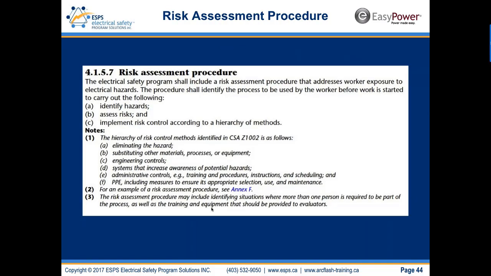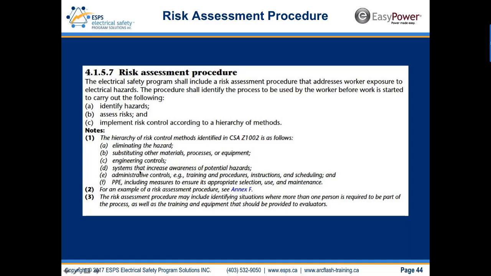So there's the new risk assessment procedure. This is the same article in NFPA 70E. There's 3 things that the employer would need to do with the employee: identify that the worker is exposed to arc flash and or shock, assess the risks related to the work task, and implement risk controls following the hierarchy of methods, which is listed below in Note 1.